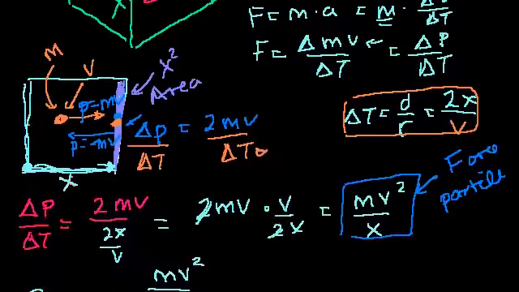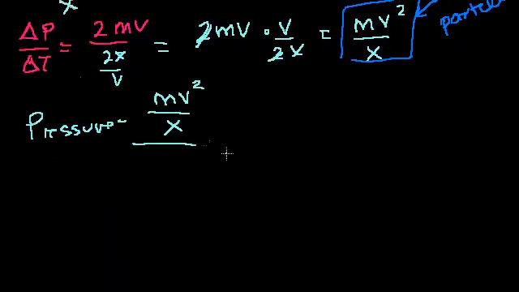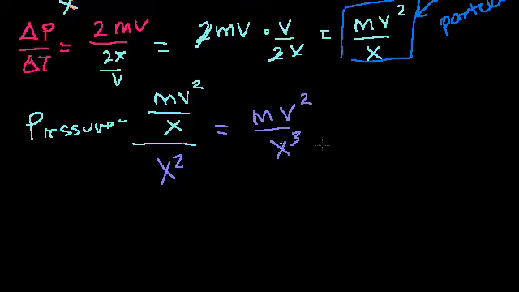Well, what's the area of the wall? The area of the wall here, each side is x, and so if we draw the wall there, it's x times x, it's x squared. So divided by the area of the wall is x squared. Now what does this equal? This is equal to mv squared over x cubed, right? You could just say this is times 1 over x squared when this all becomes x cubed. This is just fraction math.